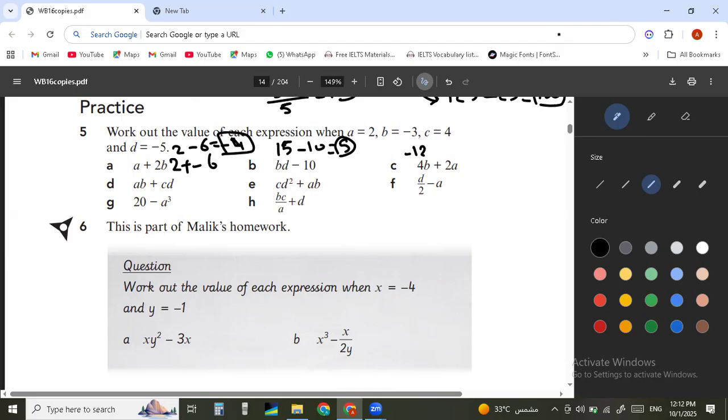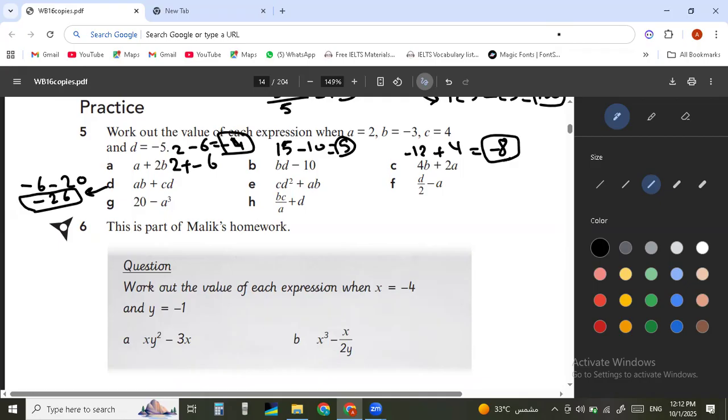4 times negative 3 is negative 12, plus 2A, which is 4, negative 8. Question D. A times B plus C times D. A times B is negative 6, plus CD, C is 4, D is negative 5, which is negative 20. So it's equal to negative 26. Negative 26 is D. Okay.